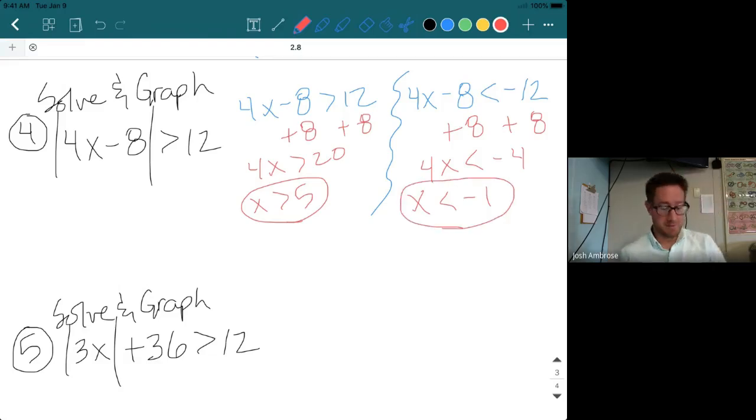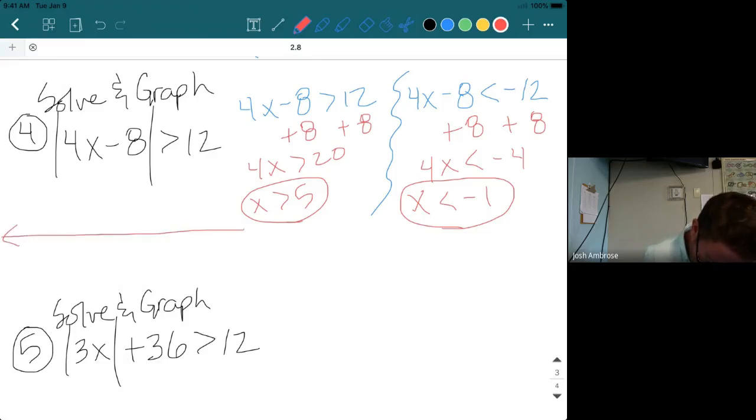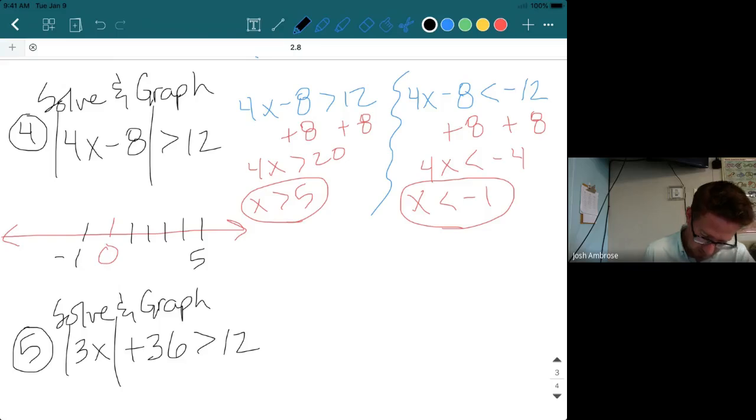But we have to graph it. Okay, so let's try to fit in a number line here. Right there. There's our 0. And let's change the color. Here we go. So we have 1, 2, 3, 4, 5. And then we have a negative 1 on that side. Okay, let's see what this would look like, because we don't know if it's an and or an or yet, do we? So let's graph it.